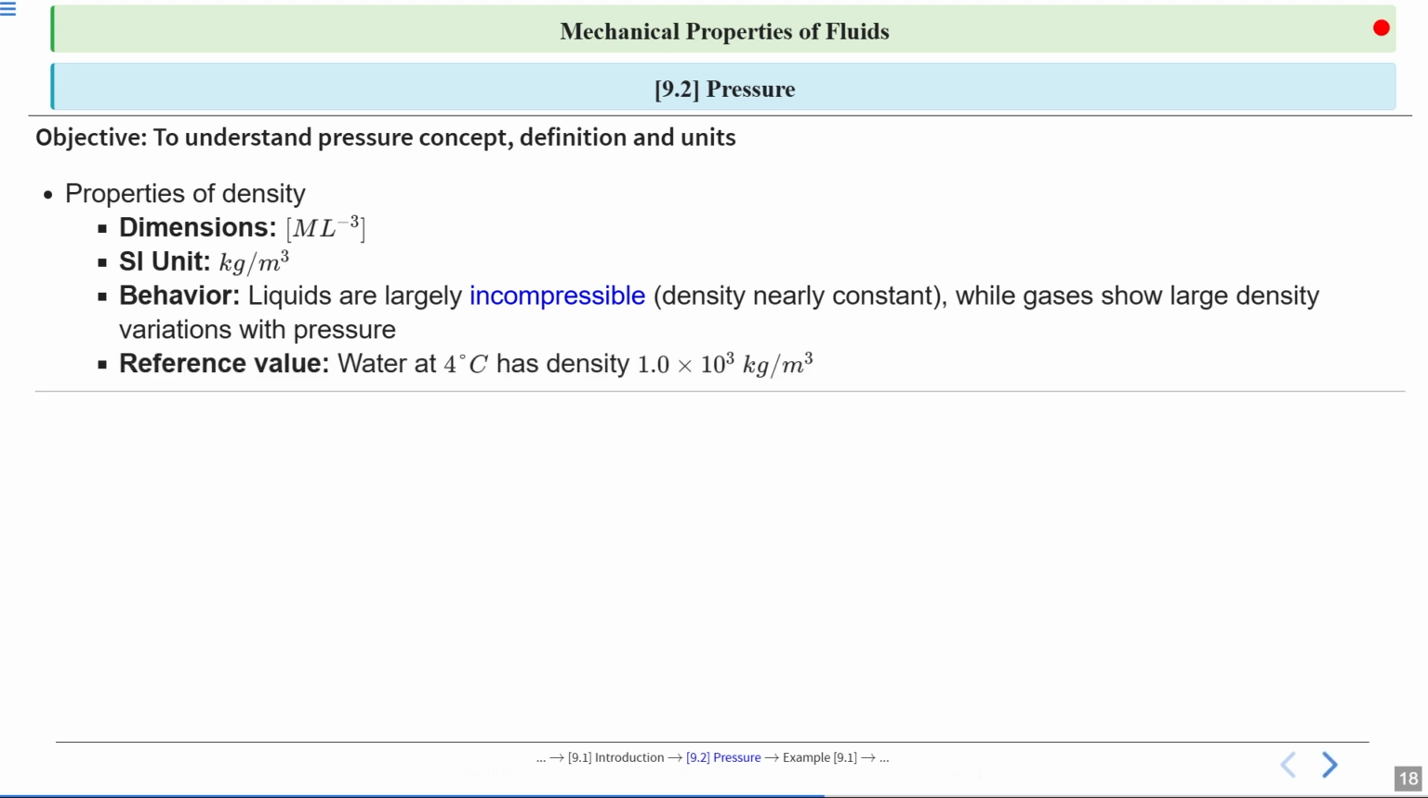And last, reference value. Water at 4 degrees Celsius has a density of 1.0 × 10^3 kilogram per meter cube. This is a standard reference point used in many calculations and experiments.